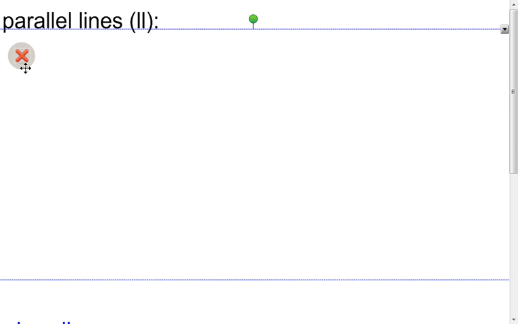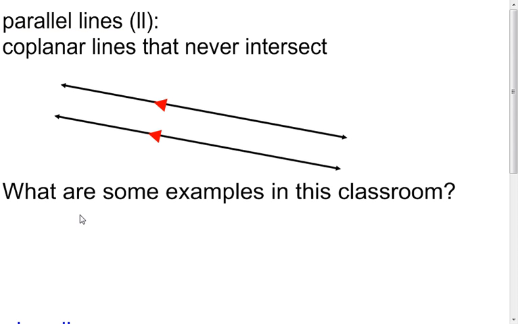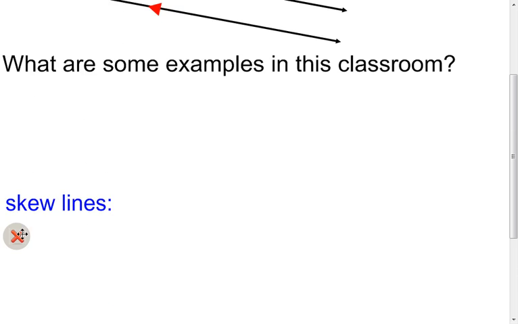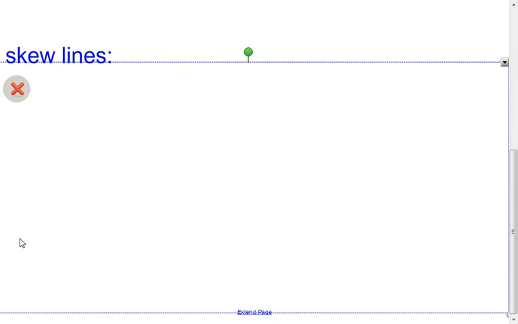Parallel lines, this is just a little review. We've talked about those before. Remember, coplanar is an important piece of this, and they're lines that never intersect. I've always in the past looked at where are some parallel lines in the classroom. You can look at the lines on the floor. Many of those are parallel. You can look at lines in the ceiling. They're parallel as well.